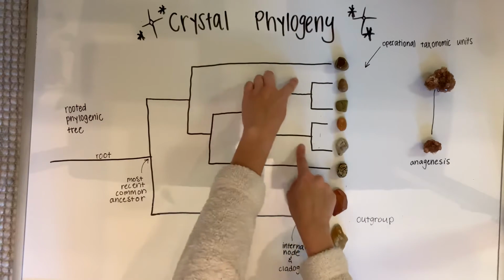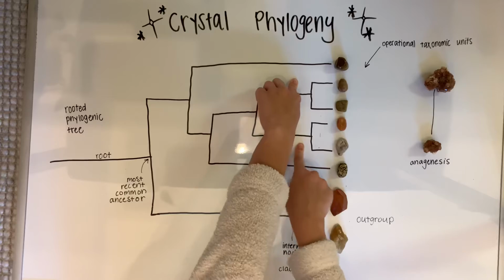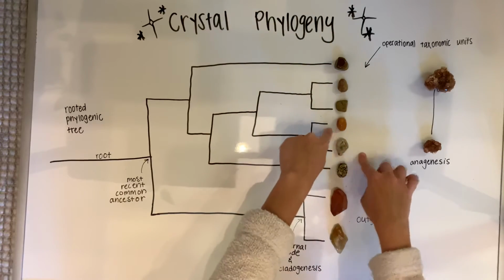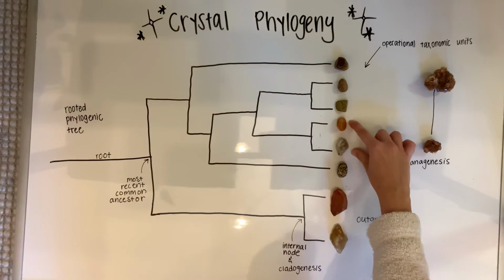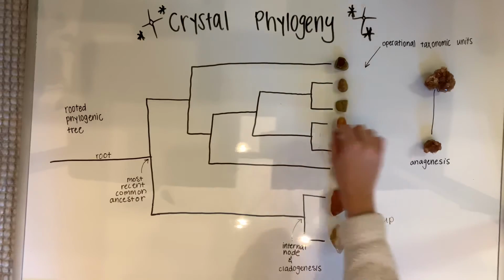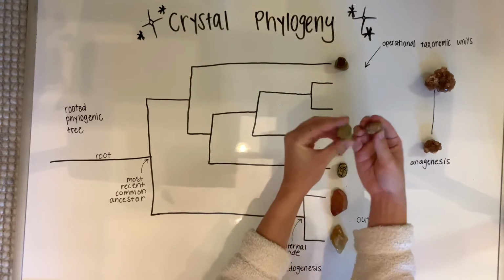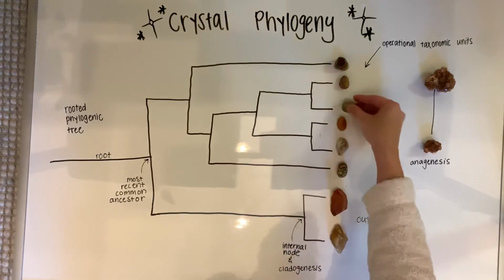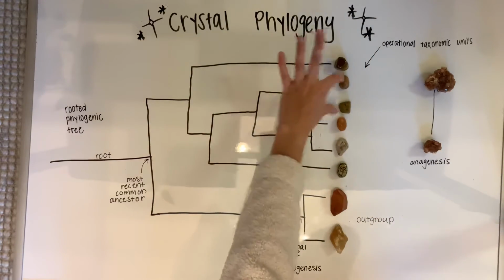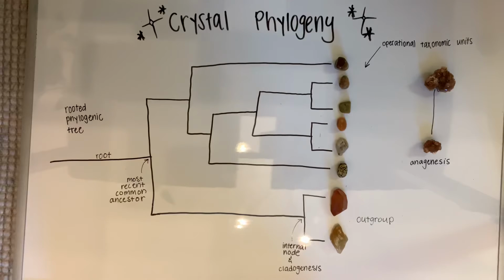And then here we're going to split off into our crystals that look kind of similar. So here we have the two solid colored crystals that have a common ancestor. And here we have these two jasper crystals, which both have spots all over them and different patterns and colors. And they also have a common ancestor. So that is our crystal phylogeny.